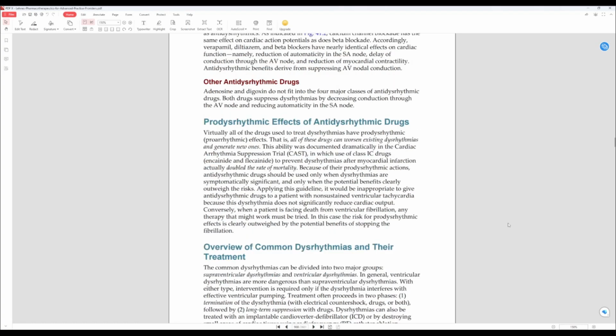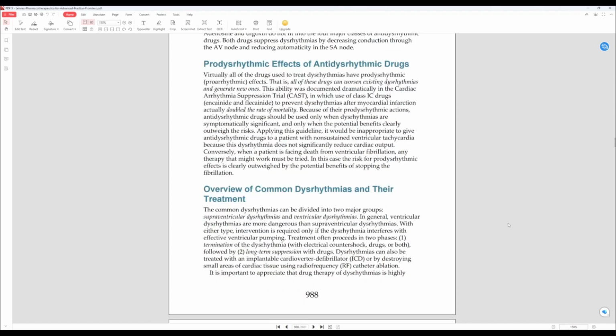Finally, that brings us to the last section, the other antidysrhythmic drugs, which aren't classified, unfortunately, as class 5, because that would make sense. This falls into adenosine and digoxin. They do not fit into the four major classes of antidysrhythmic drugs, but both drugs suppress dysrhythmias by decreasing the conduction through the AV node and reducing automaticity in the SA node.